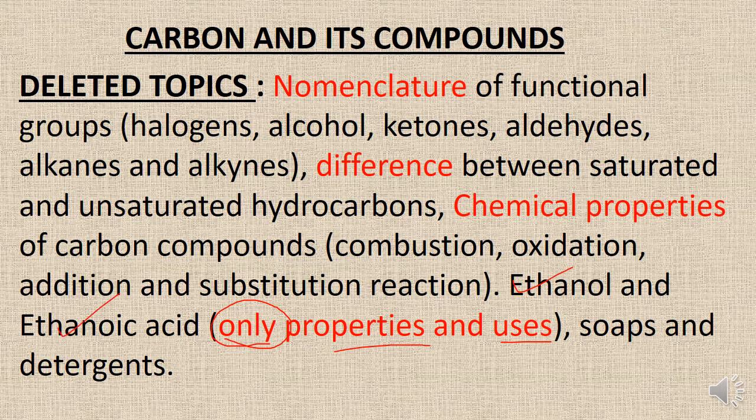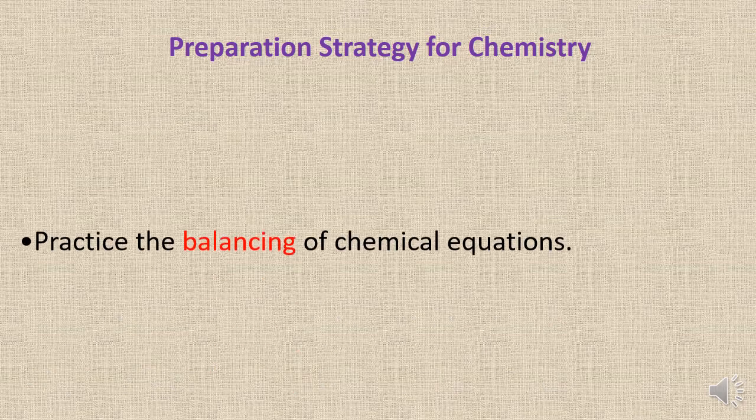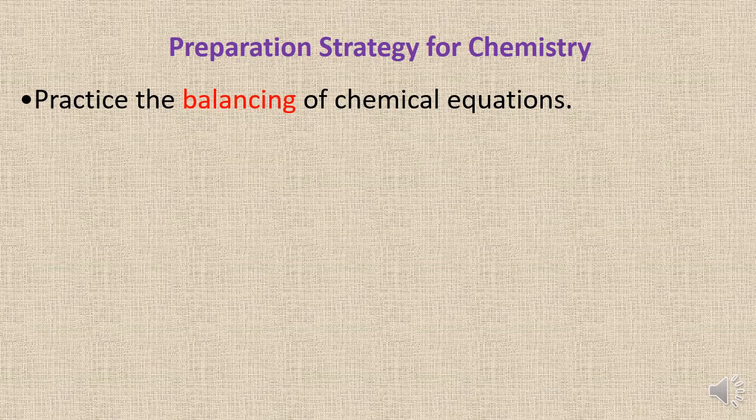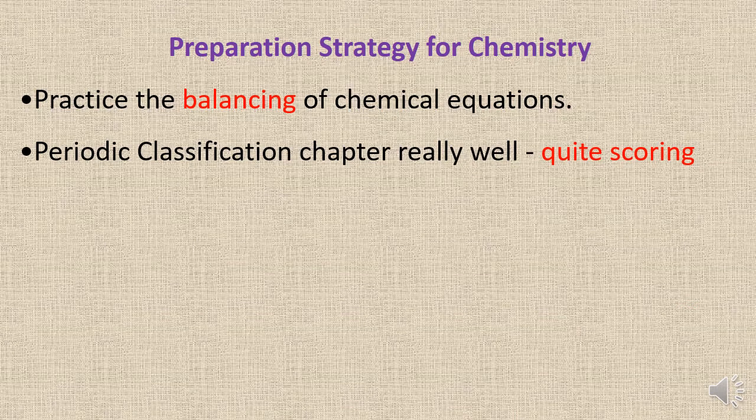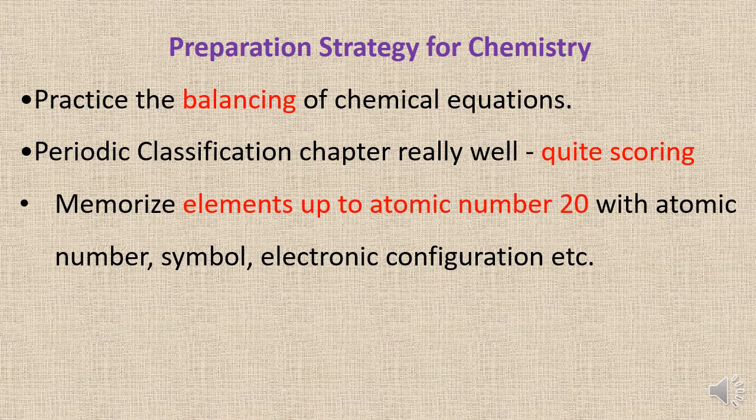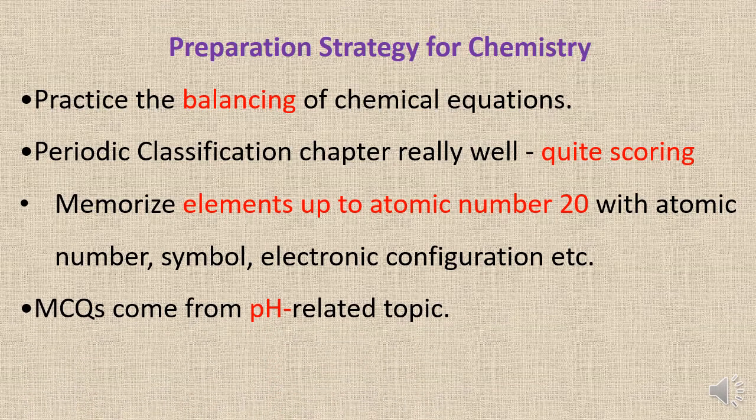Moving on to the preparation strategy for chemistry. Here you need to practice the balancing of chemical equations very well. Study the periodic classification chapter really well as it is quite scoring. For that, try to memorize the elements up to atomic number 20 with their atomic number, symbol, electronic configuration, etc. MCQs come from pH related topics very often. The bonding between metal and non-metal topic is also very important.